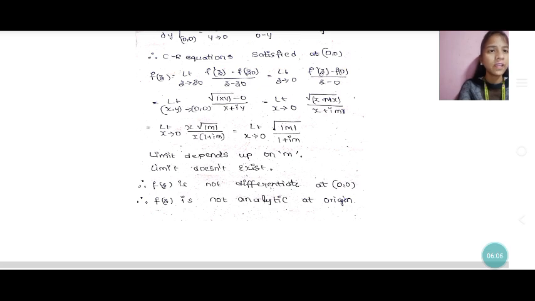Then, taking y = mx, the limit as x tends to 0 of √|x·mx| divided by (x + imx), which is the limit of x√|m| divided by x(1 + im). The final expression is the limit as x tends to 0 of √|m|/(1 + im). The limit depends upon m, so the limit does not exist. f(z) is not differentiable at (0,0). Therefore f(z) is not analytic at the origin.